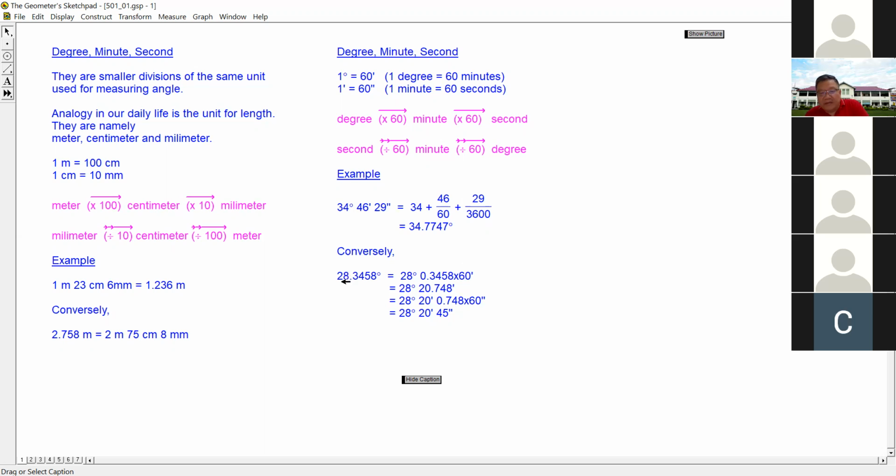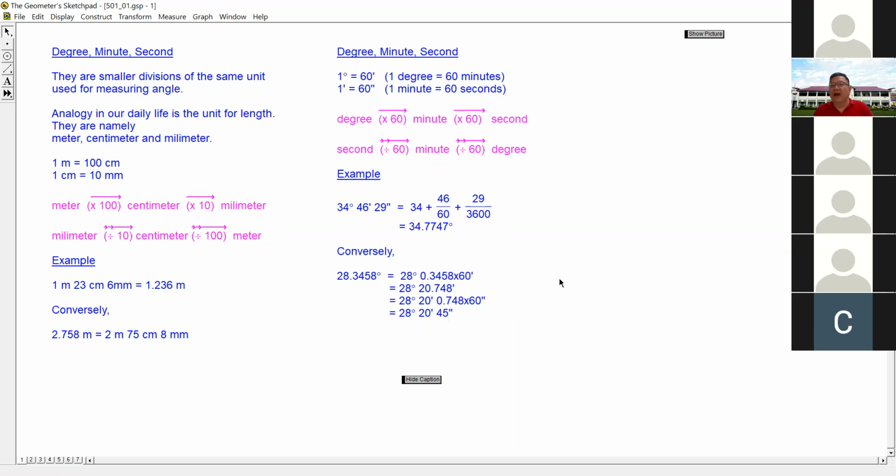The degree part, the whole number part, I keep it. Then the decimal part, I multiply by 60. Then I have 20 minutes point something. Now this point something, I separate it from the minute, then I change it to second. So finally I have this thing become 28 degrees, 20 minutes, 45 seconds.